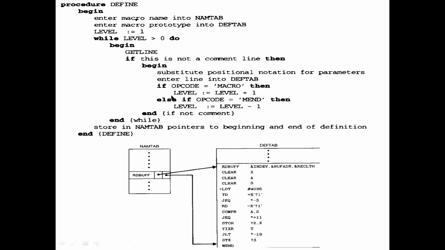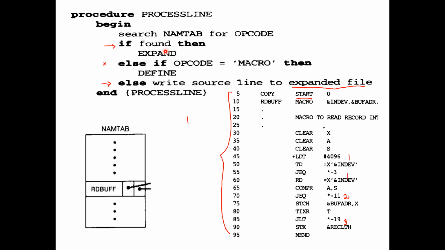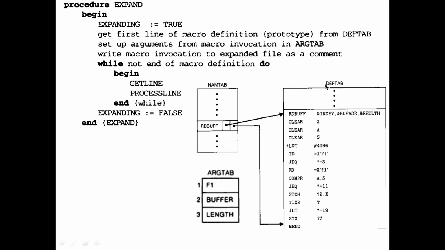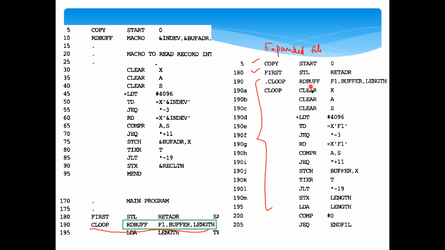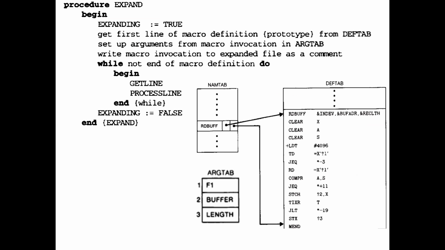So what happens in process line? In process line, you write that line to the expanded file because both these conditions will not become true. You write that source line to the expanded file. So the first statement was clear X. It is written to the expanded file. Now again, you repeat this. You have to keep doing this while the end of macro is not reached. So you read the next line, clear X.